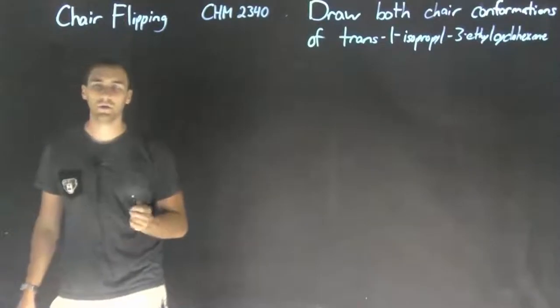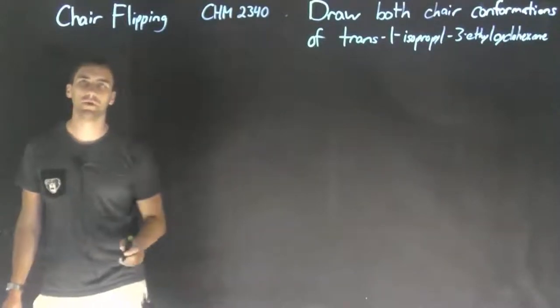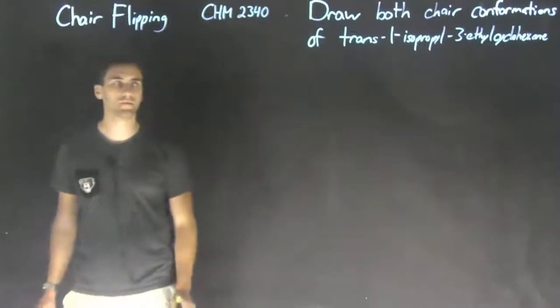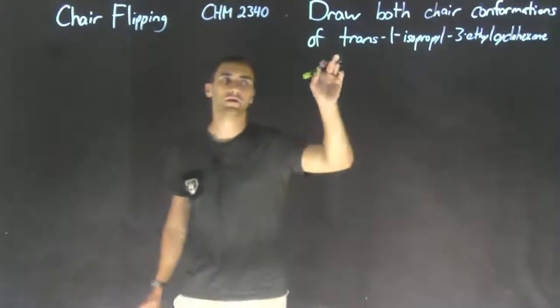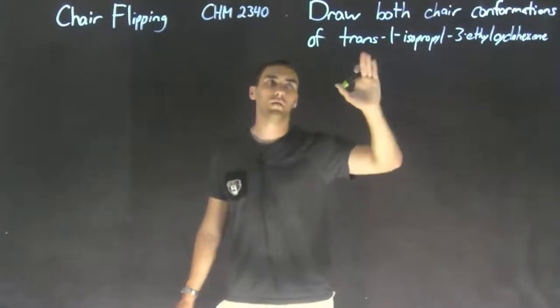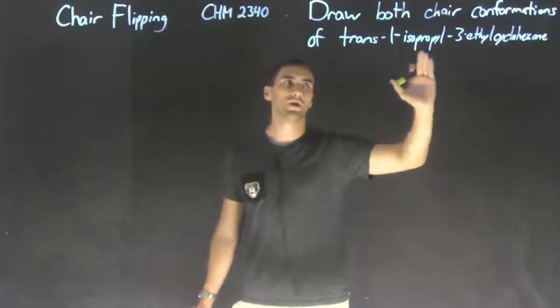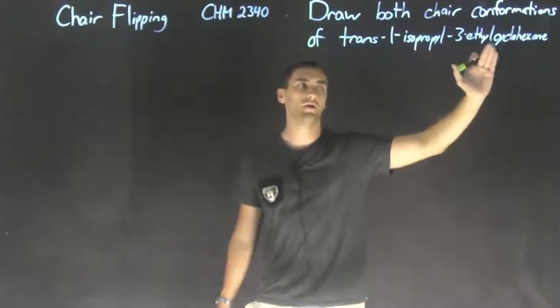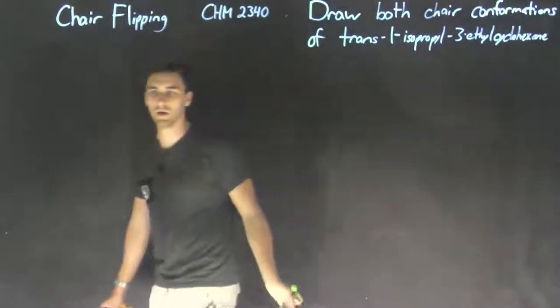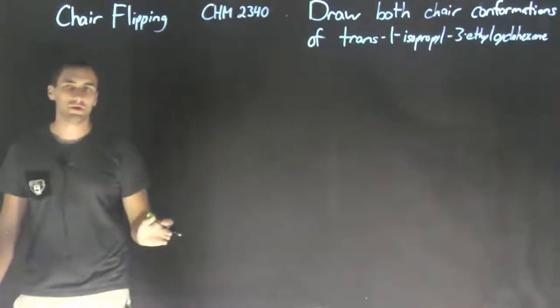My name is Chad Scribner, and we'll be going over chair flipping for Chem 2340. For this video, we have to draw both chair conformations for trans 1-isopropyl 3-ethyl cyclohexane. So to start, I will draw my first chair.